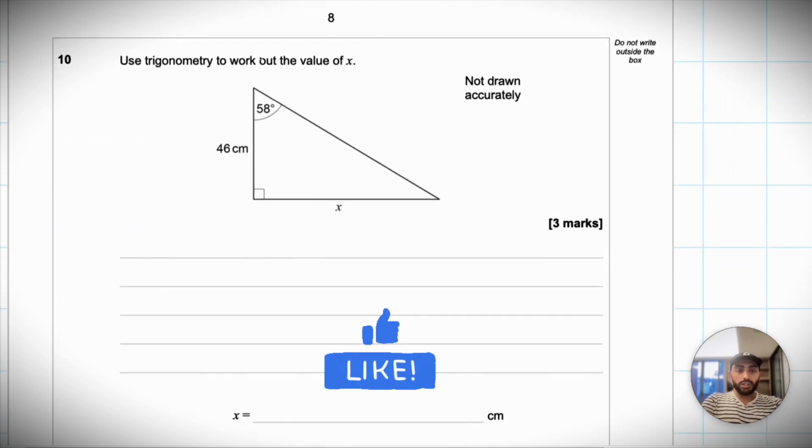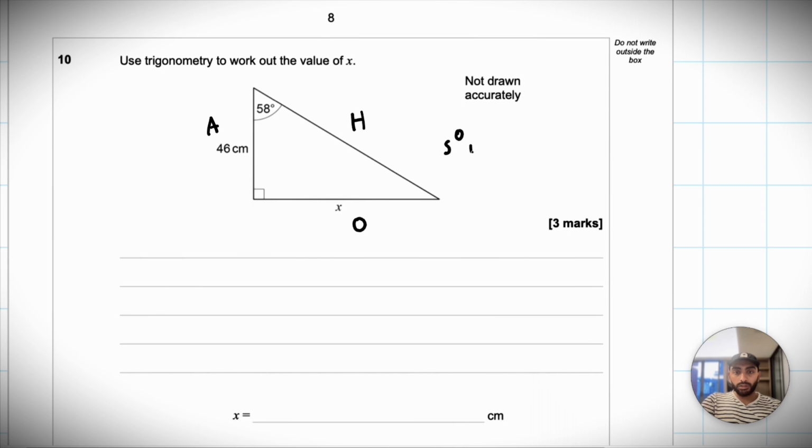Question 10. Use trig to work out the value of x. Whenever I'm doing trig, I want to label the side opposite the right angle, which is the hypotenuse, the longest side, then the side opposite the angle, which is the opposite, and the side that's remaining is going to be the adjacent. We're going to be using SOHCAHTOA here. The sides that we care about are the sides that we're given and the sides that we're trying to find out. So it's A and O. Which of these have A and O? So it's going to be tan.